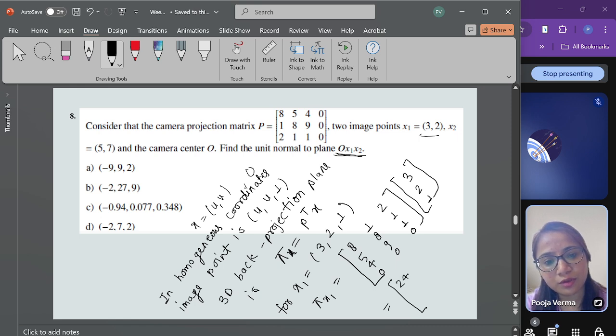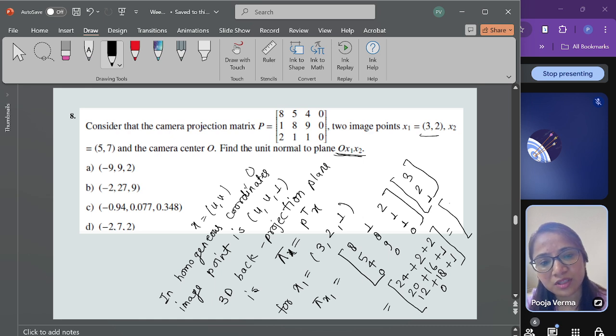First, 24 plus 2 plus 2. Next, 20 plus 16 plus 1. Next, 12 plus 18 plus 1. The last row has all values 0, so I'm directly writing 0. If you add these values, you will get 28, 32, 31, 0. So pi x1 is 28, 32, 31, 0.